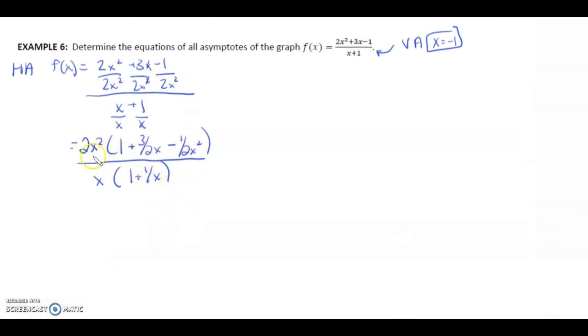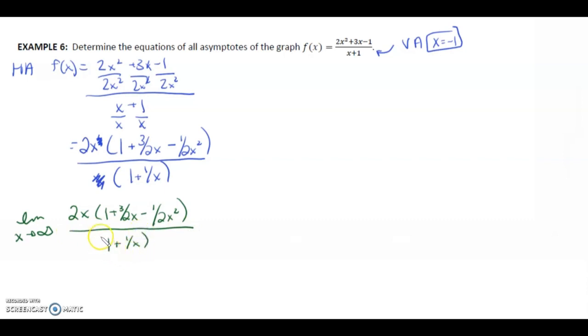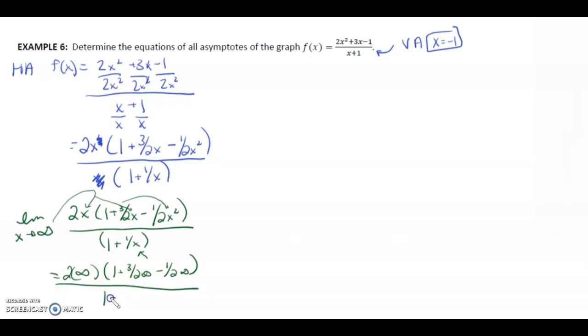Okay, at this point we take a look at the factors, and there's 2x squared and then there's x in the denominator, and we can go ahead and cancel those out. So now when we transition into the limit, we can do the limit as x approaches infinity of 2x, 1 plus 3 over 2x minus 1 over 2x squared, all over 1 plus 1 over x. And we can go ahead and sub in infinity, and we get 2 infinity, and then 1 plus 3 over 2 times infinity minus 1 over 2 times infinity, all over 1 plus 1 over infinity.